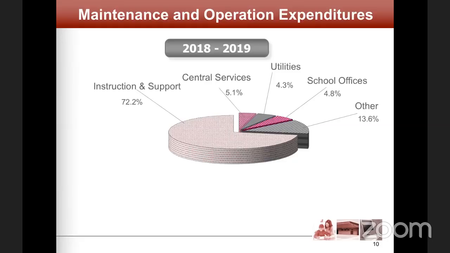72.2% were for items in the classroom, instructional support for the teachers, and then also support for our students. Central services, which includes the superintendent's office, the business office, and also technology, was 5.1%. Our utilities were 4.3%. School offices were 4.8%. And then the other of 13.6% is for transportation, maintenance, and other items.